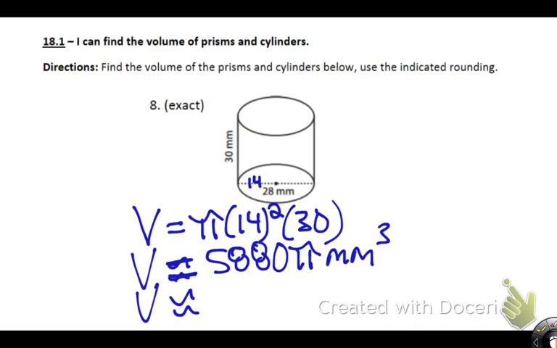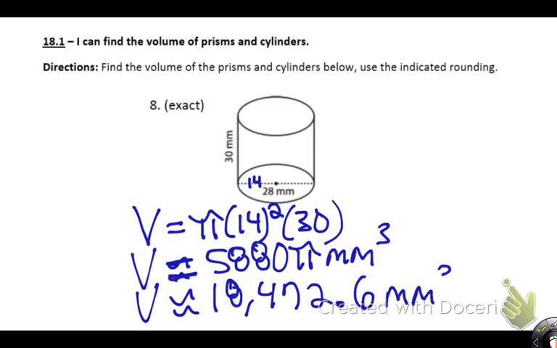Or I can say it's approximately, and I can multiply that by pi. So pi times 5880, and that gives me 18,472, and let's say rounding, it just depends what you want to round to. Let's say this one I round to the nearest tenth, so let's say 0.6, and that's cubic millimeters. Okay, so it just depends. This is an exact answer, this one here, with pi. And then we also have the ability to just multiply by pi and get a decimal approximation.